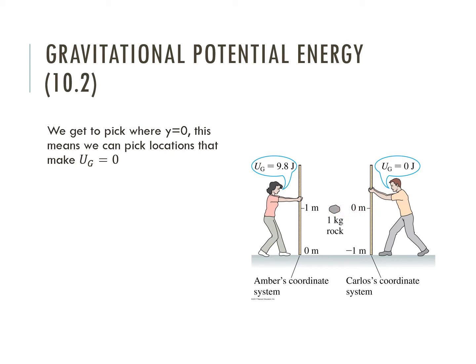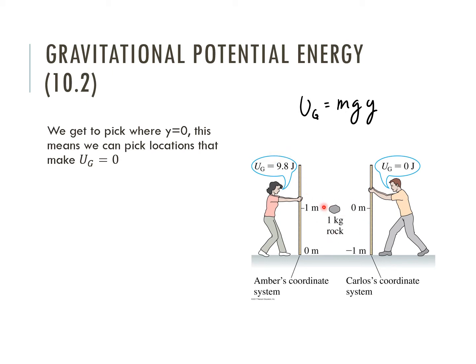So because of this, when we go through and we plug in our gravitational energy, so mgy, for Amber, y is 1 meter, the mass is 1 kilogram, and gravity is still gravity, doesn't matter who's looking at it. It's 9.8 meters per second squared. So 9.8 meters per second squared times 1 gives us our 9.8 joules.